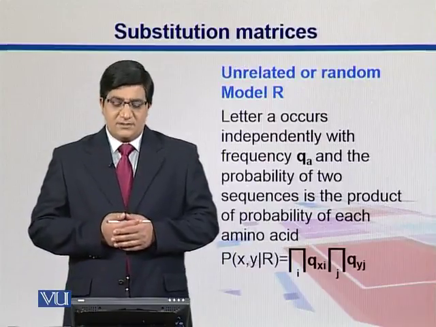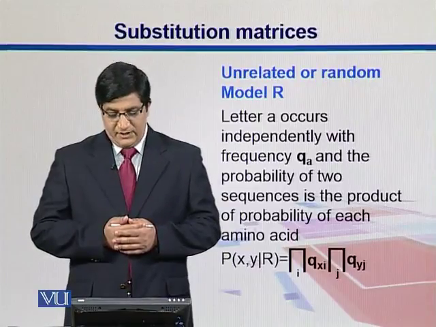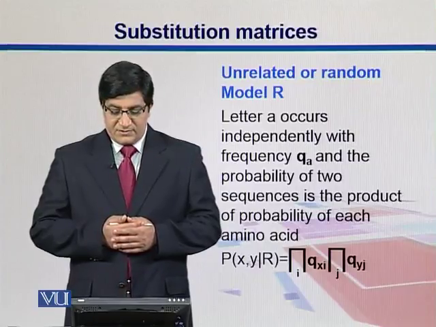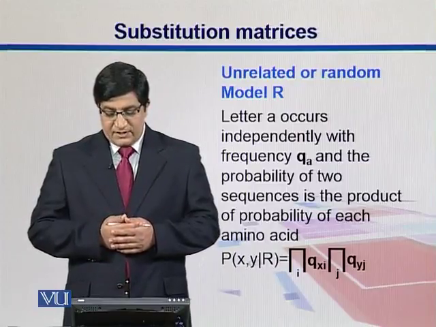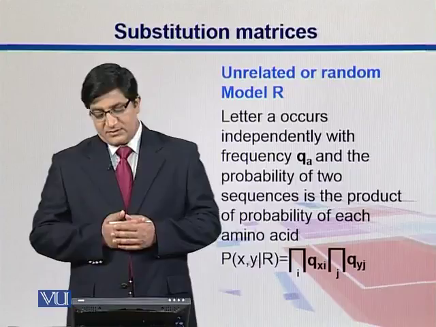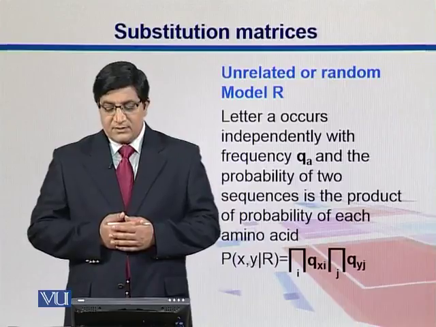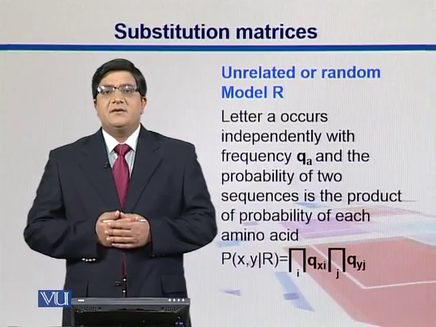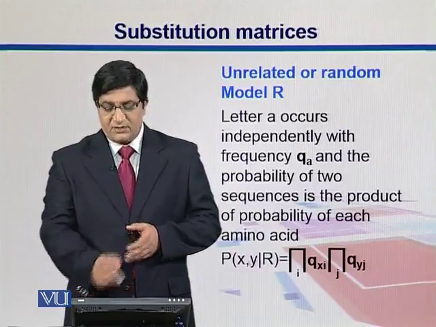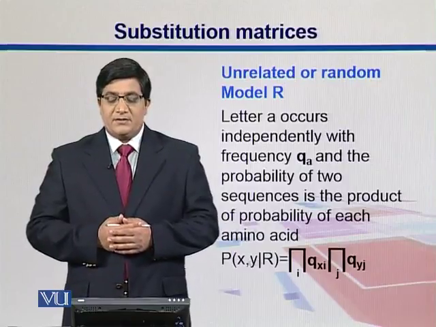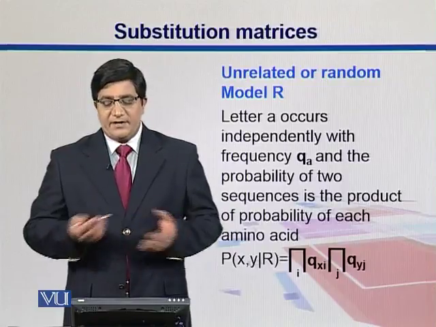So we can have two models. In the random model, letter A occurs independently with the frequency of QA, and the probability of two sequences is the product of the probability of each amino acid. So for example, we have xi on one side and yj on the other. Suppose we have a random model, so we can take their independent probabilities and just multiply them. This is the model where we say that these sequences are unrelated, or they just pair up together by chance.